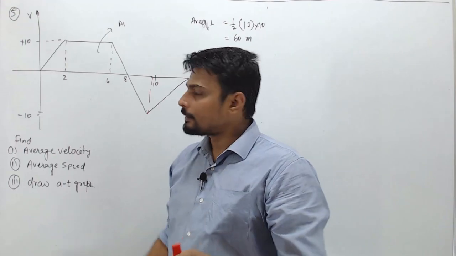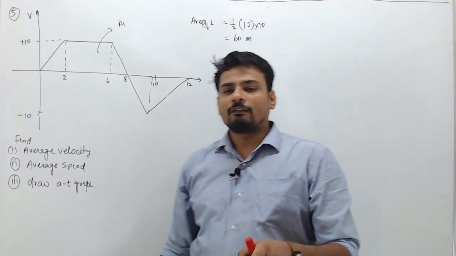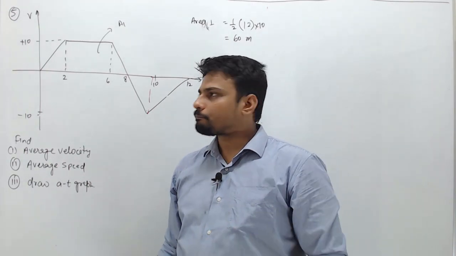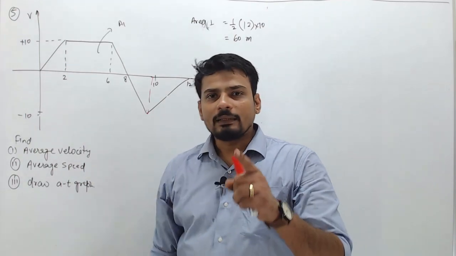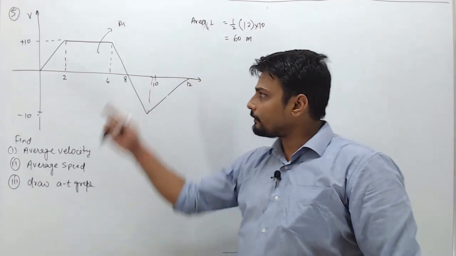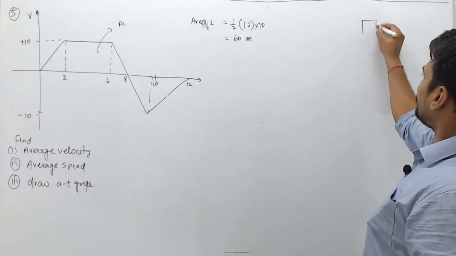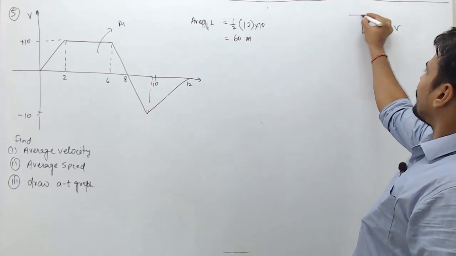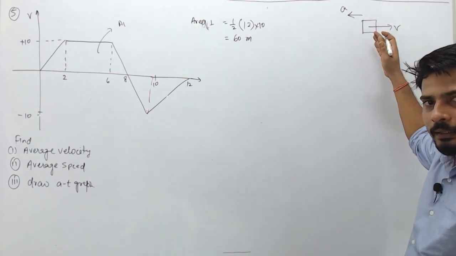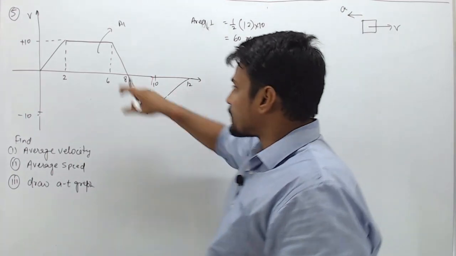You might be thinking, sir, the body is decelerating, how is it making a positive displacement? You must be aware of the fact that even if the acceleration is decreasing on the positive side, it means the velocity is still increasing. Only when the acceleration goes in the negative direction, if suppose this is a body, the velocity is in this direction and the acceleration is in the negative direction, that is when the body starts decelerating. Till then, the body will not decelerate. All good?